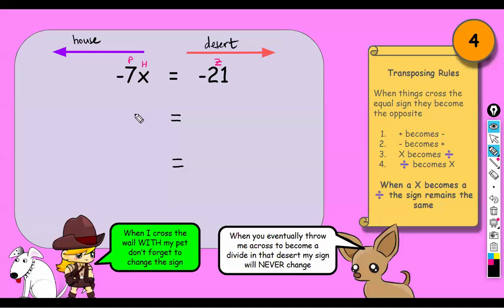Tuesday comes, and then the human says, hey, Mr. Pet, it's time for you to go in. That's the only thing left to do in the question. So the pet goes across, he becomes a divide, but his sign does not change. 21 divided by 7 is 3. When you divide 2 minus, you get a positive.